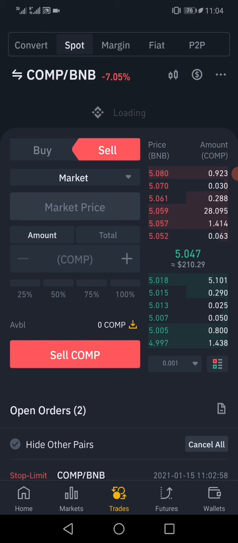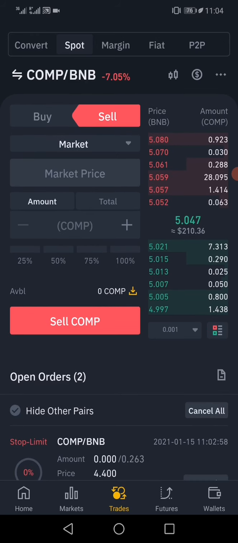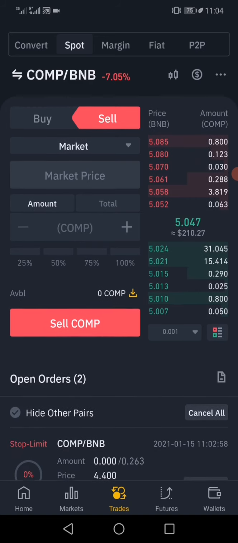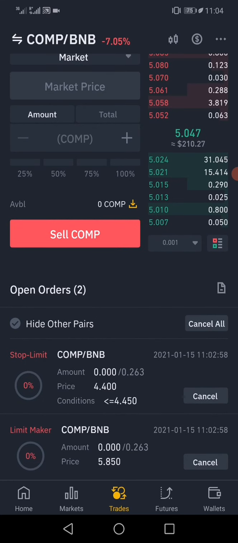So the problem with using a market price is the fact that sometimes you end up paying higher fees because of the volatility in the market. So if a market is very volatile, you end up buying higher, or when selling, you end up selling lower because of the volatility and or liquidity in the market. So I wouldn't want to talk much about the market price. The most important ones are the limit price, the stop limit price, and the OCO order.